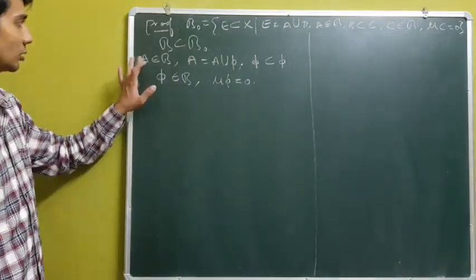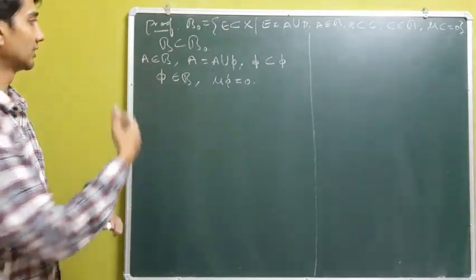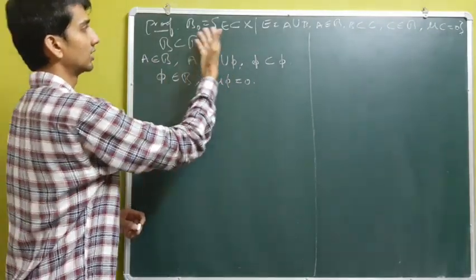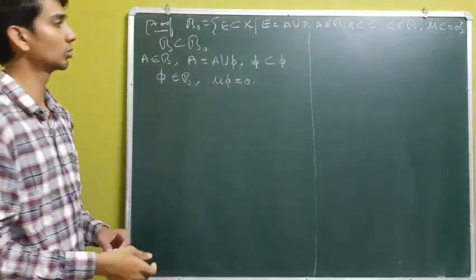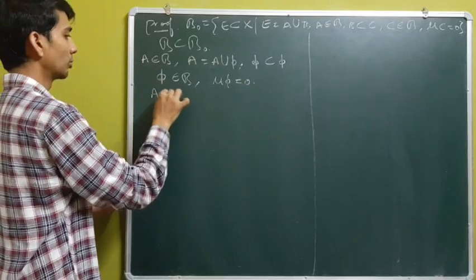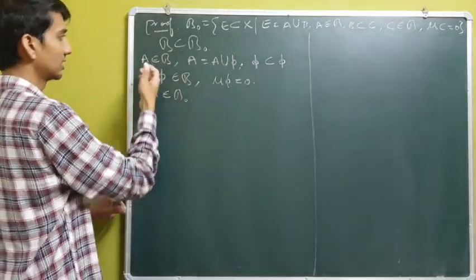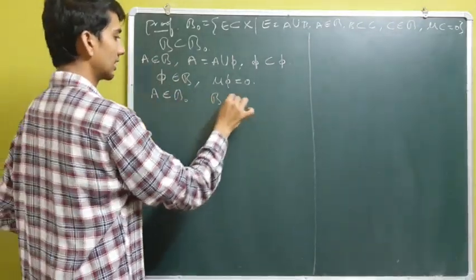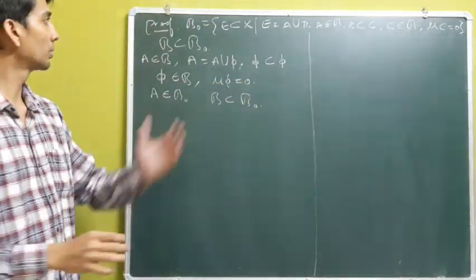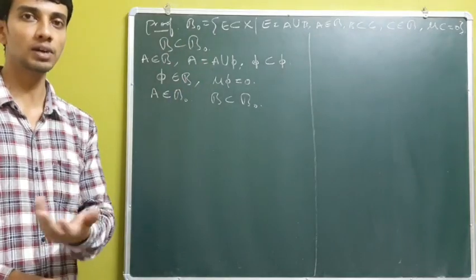So having A in the collection B, I expressed A to be of the form A union empty set, so that it satisfies all the properties to be a member of B naught. So now I have A in B naught. Since A was in B, this clearly implies B is contained in B naught. Now we will prove that B naught is a sigma algebra.